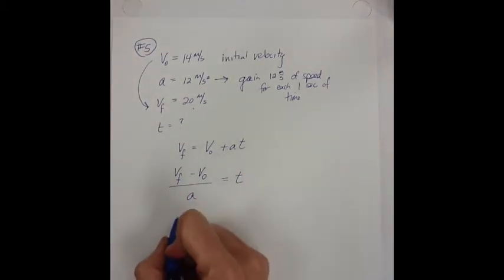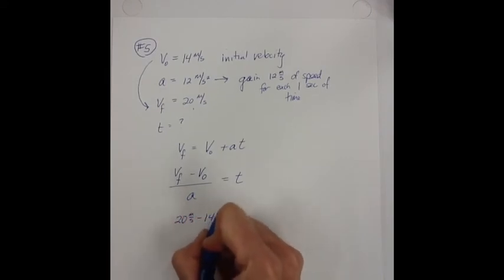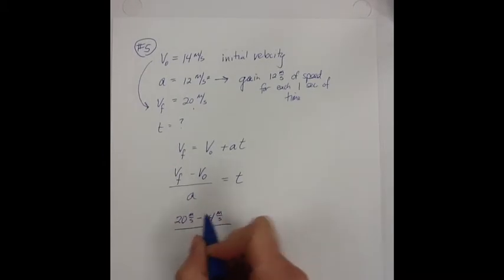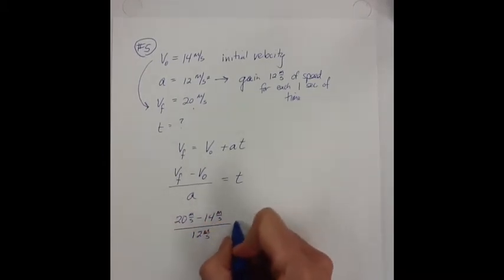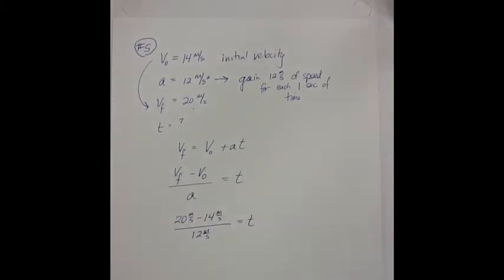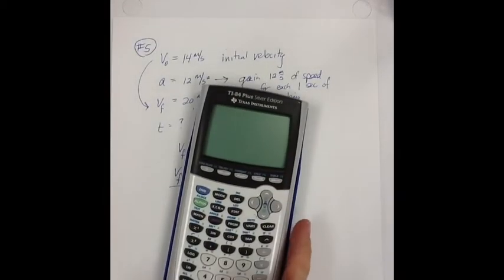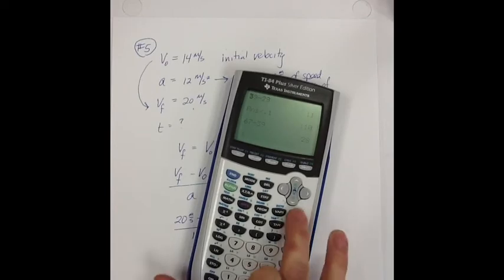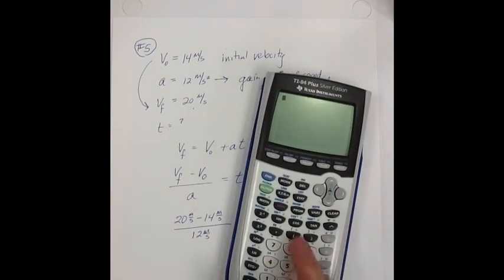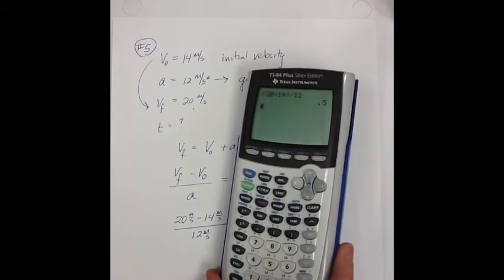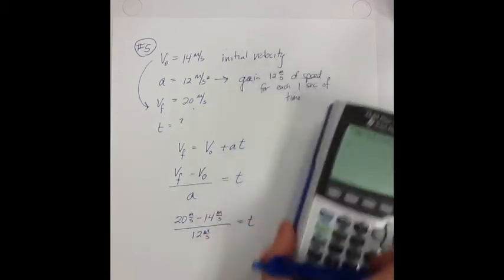So I'm going to go ahead and plug those in. 20 meters per second minus 14 meters per second, divided by 12 meters per second squared, is going to be equal to my time. So I'm going to go ahead and do that. I'm going to take 20 minus 14 divided by 12. And I get a time of 0.5.